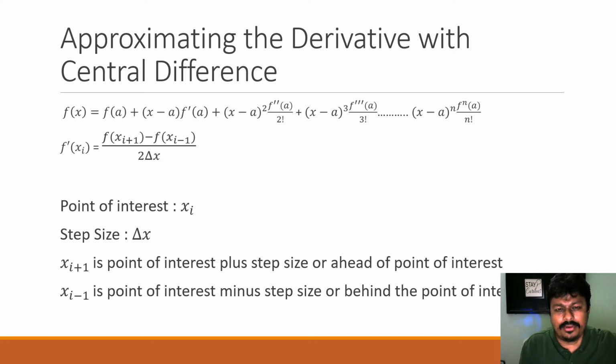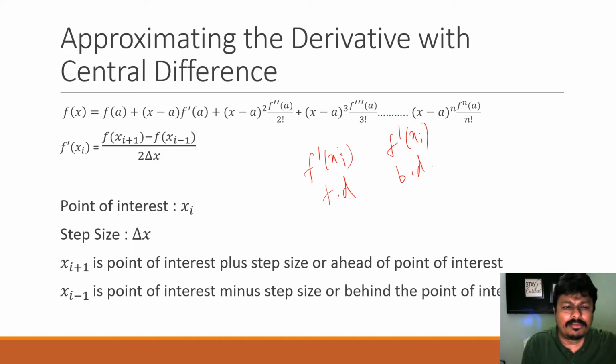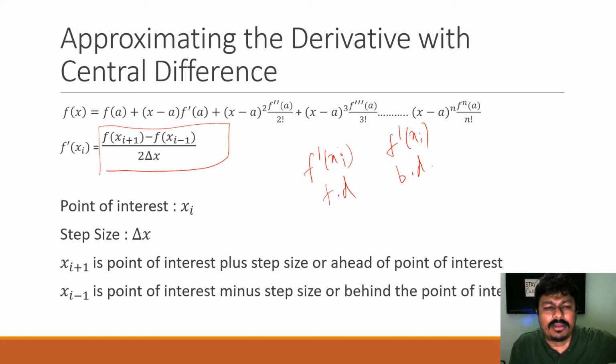Now, if you add the value of f prime x at xi approximated with the help of forward difference, and the value of f prime x at xi with the help of backward difference, you will find that this term will remain: f of x at i plus 1 minus f of x at i minus 1 divided by 2 del x. So this is your approximation of derivative of the function x with the help of central difference.